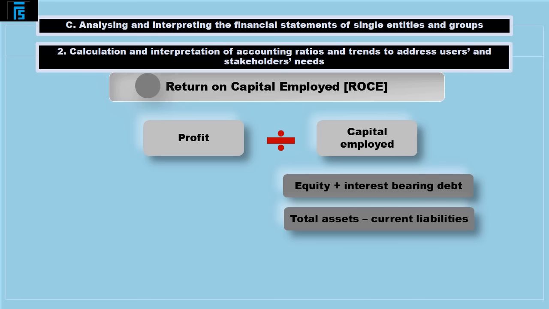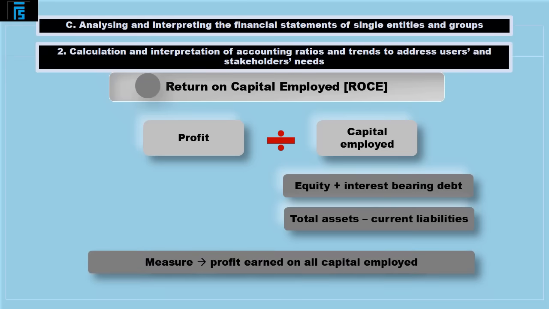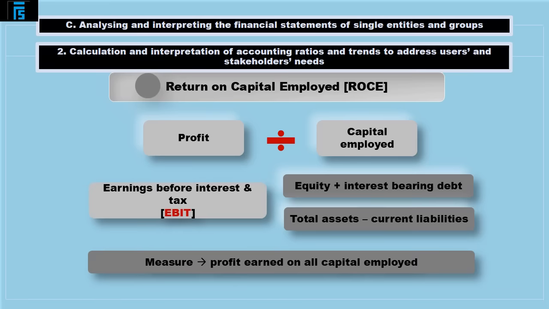ROCE measures the profits which a company earns on all of the capital that it employs, both equity and debt. Accordingly, the numerator of the ratio must take into account the profits generated before deducting any of the returns paid to the providers of long-term financing considered in the denominator. The ROCE numerator is therefore typically associated with earnings before interest and taxes, that's EBIT, or trading profit.